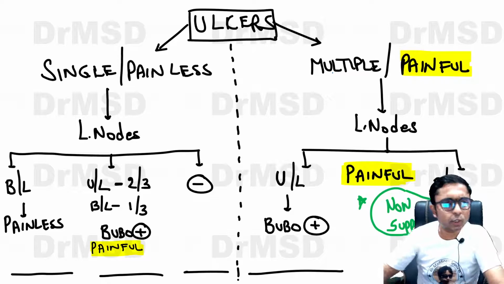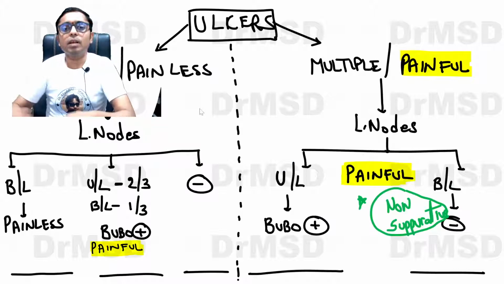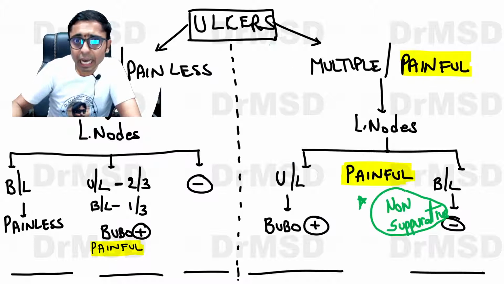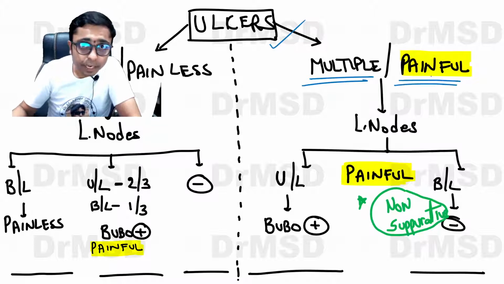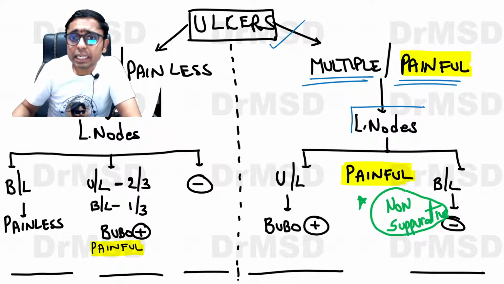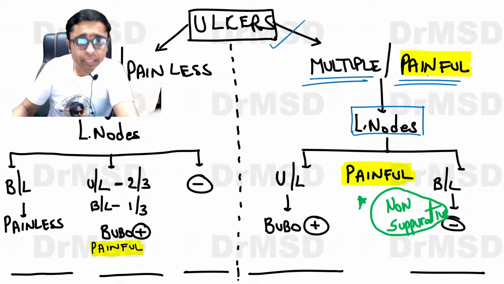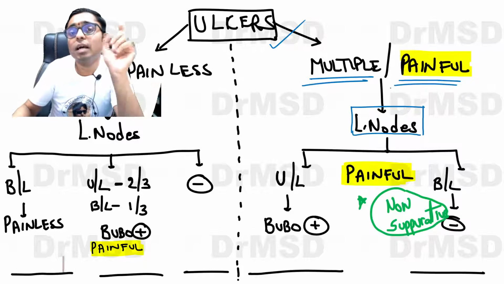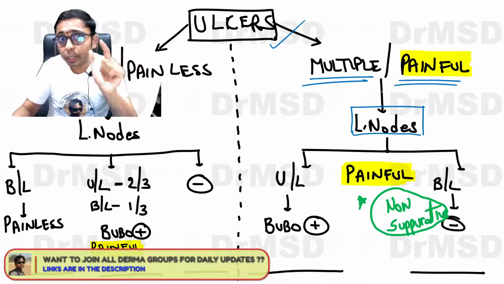And I will try to just summarize all the sexually transmitted diseases and their manifestation. So you can see ulcers. If there are multiple painful ulcers, we should check the lymph nodes. And the only two possibilities of the multiple painful ulcers which are there over the genitalia are either it could be chancroid or it could be herpes. So these are the only two possibilities.